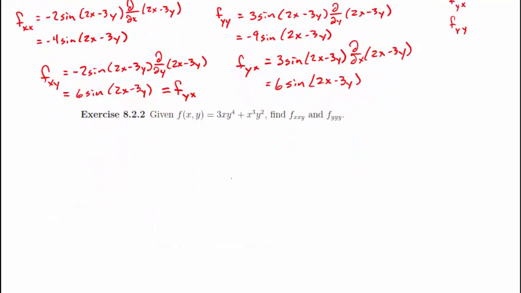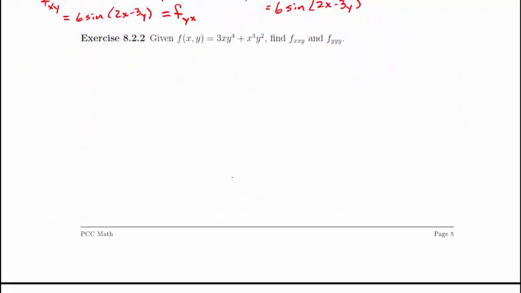All right, let's see. An exercise for you guys. Exercise 8.2.2, given f of x comma y equals 3xy to the fourth plus x cubed y squared, find f sub xxy and f sub yyyy. You guys go ahead and give this a try. Pause the video, work it out, and I will come back and hash it out with you in just a few moments.